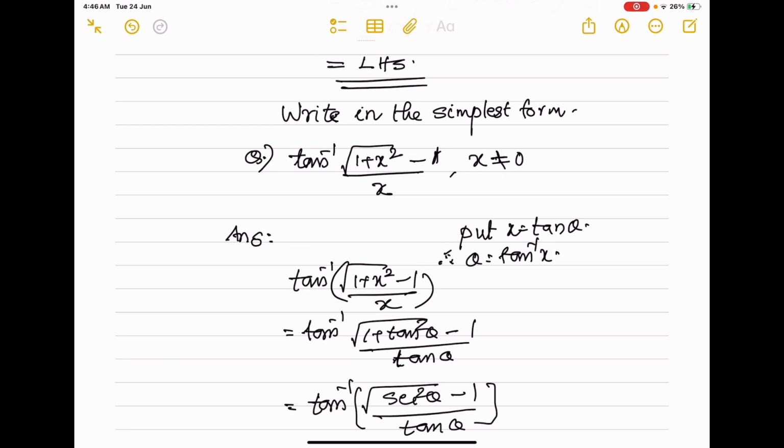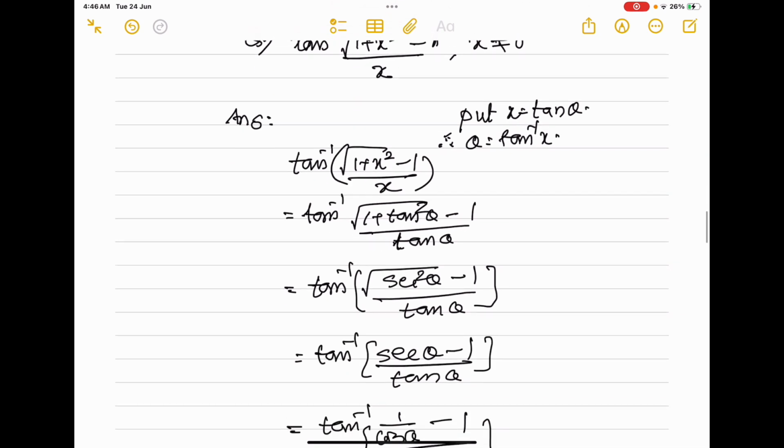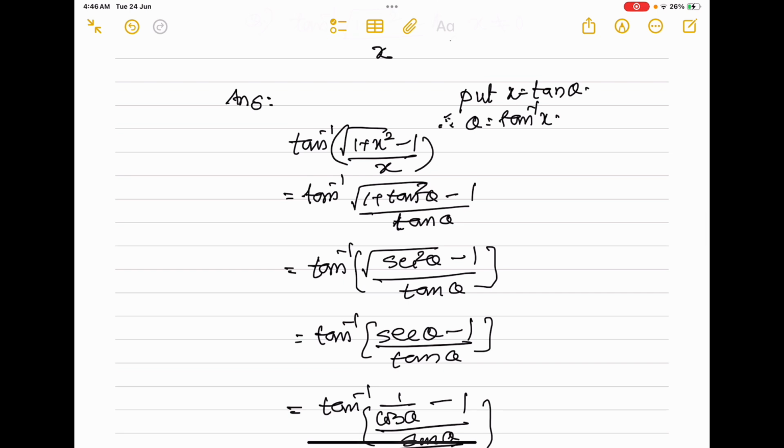In the given expression, put x equal to tan theta. Then we get tan inverse of root of 1 plus tan square theta minus 1, divided by tan theta. That's equal to tan inverse of root of sec square theta, since 1 plus tan square x equals sec square x. Here 1 plus tan square theta equals sec square theta. So root of sec square theta minus 1 divided by tan theta is tan inverse of root of sec square theta, which is sec theta, minus 1 whole divided by tan theta.